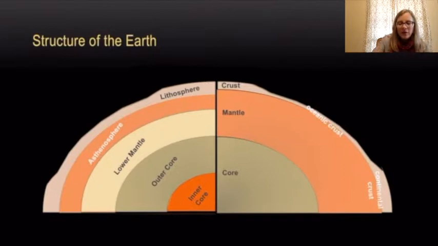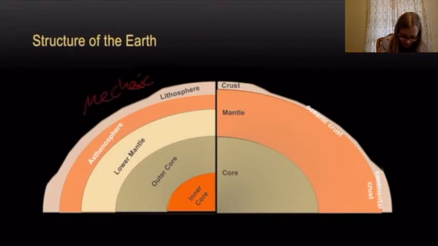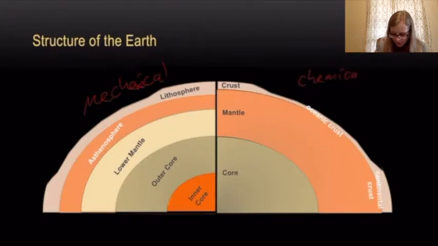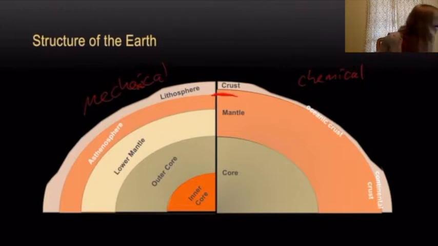This again is just the reminder that the mechanical layers correspond to, or can be matched up with, the chemical layers of the Earth. And the most important thing for us to know is that the lithosphere, the mechanical layer of the lithosphere, has part of the chemical mantle and part of the chemical crust, be it oceanic crust or continental crust.